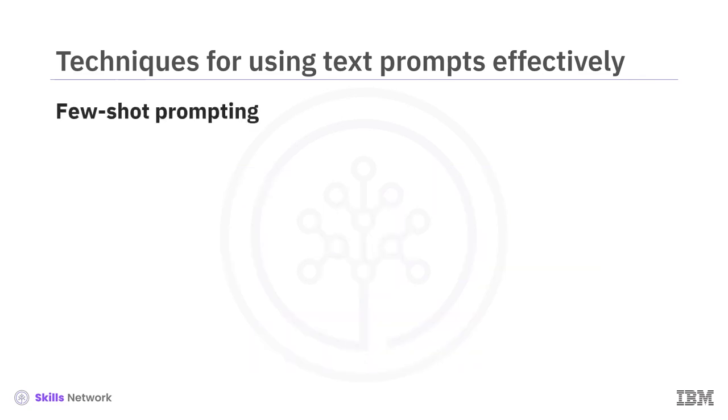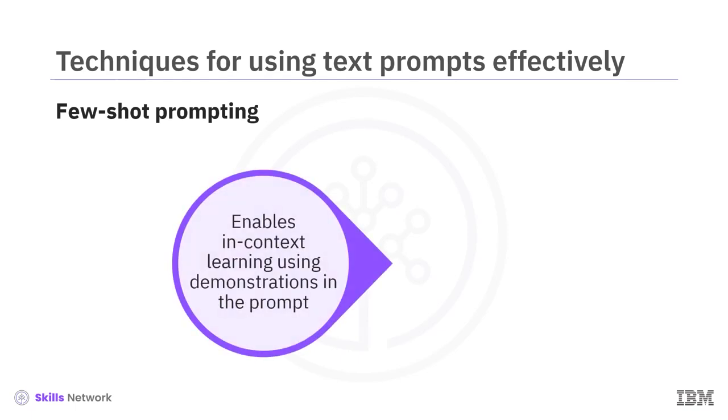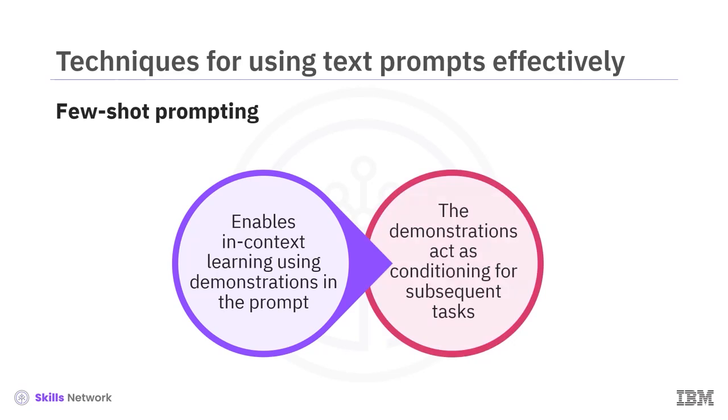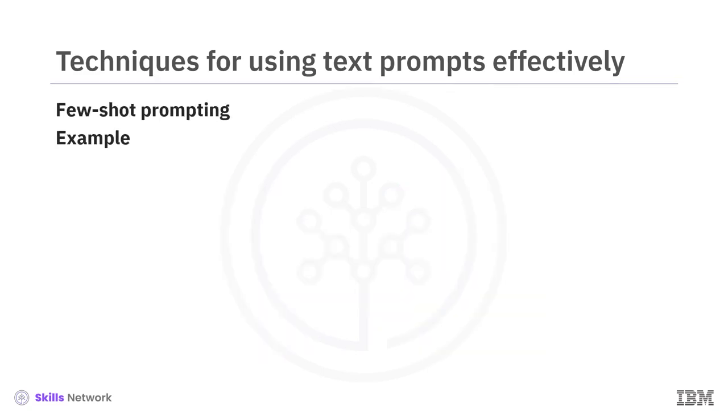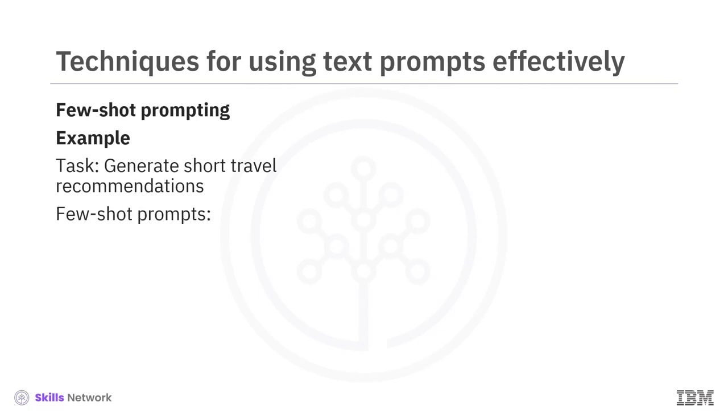Similarly, for complex tasks, when you are unable to describe your needs clearly, a technique called a few-shot is used. It enables in-context learning, wherein demonstrations are provided in the prompt to steer the model to better performance. The demonstrations act as conditioning for subsequent examples where you would like the model to generate a response. For instance, suppose the task for the model is to generate short travel recommendations. As few-shot prompts, you provide the following guided context to the model.